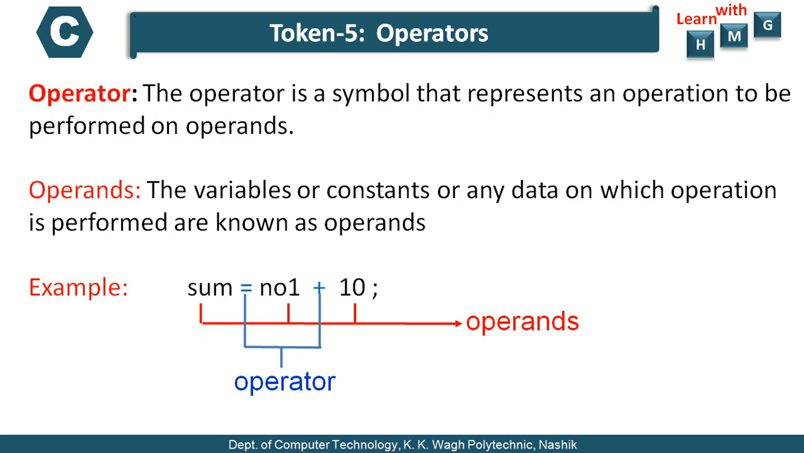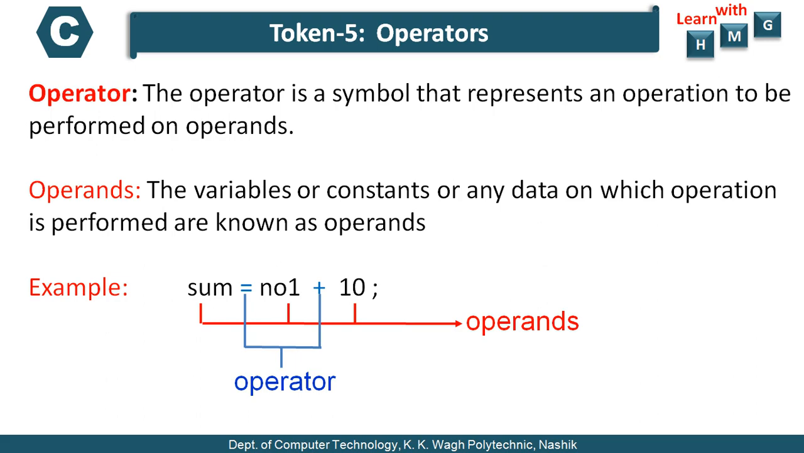First of all, the addition operation is performed using the plus symbol, that is NO1 will be added with 10. Whatever result is generated will be assigned or stored into some variable. So these are the two operations, and like this, whenever you perform any operation through any mathematical expression, you will require operators and operands.